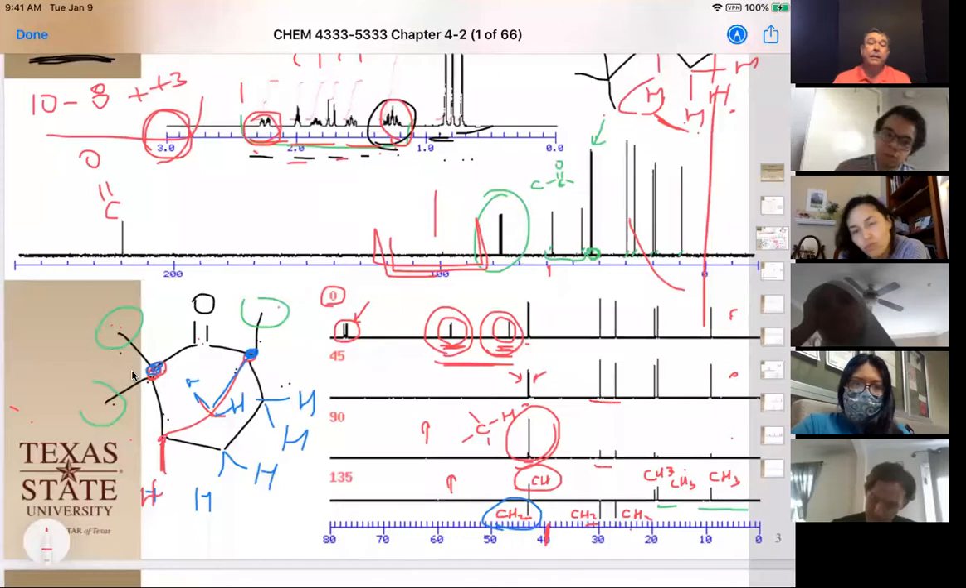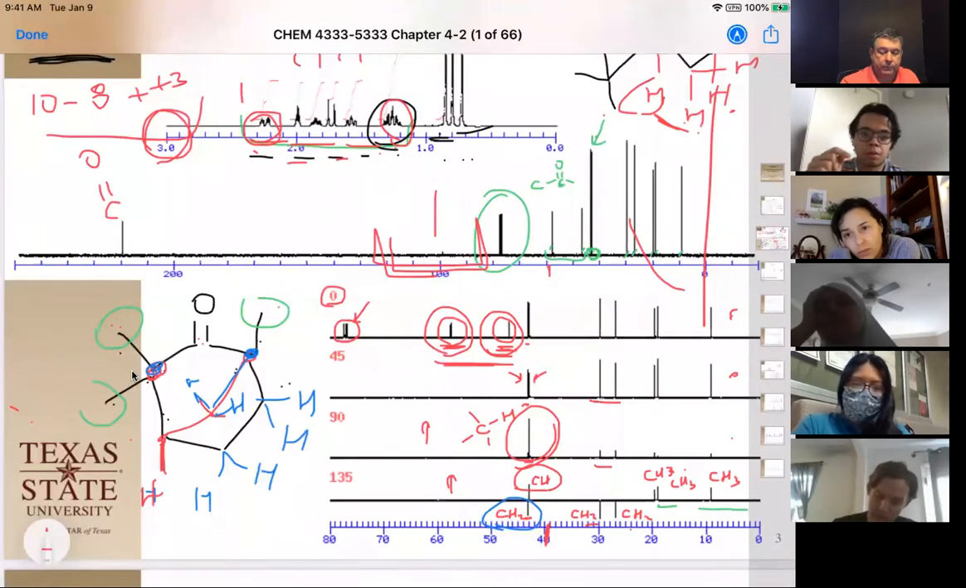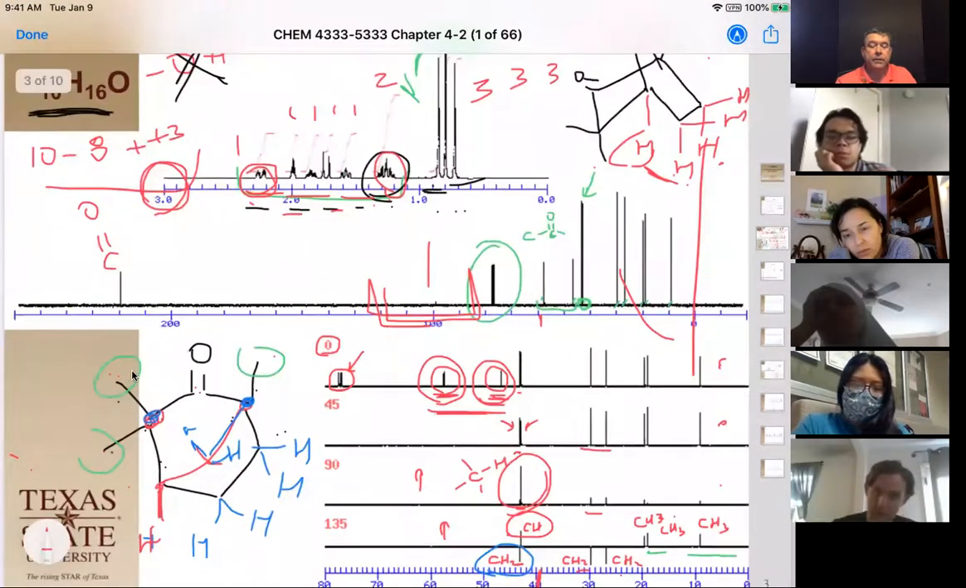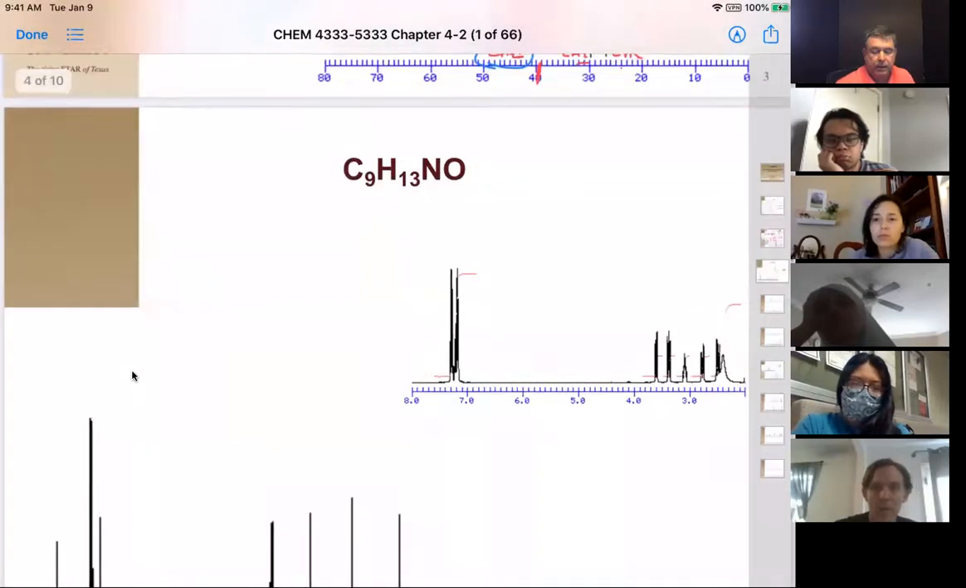Is there anything that we see that does not fit this? Without additional information, like maybe a 2D NMR experiment, this is about as good as we can get. Questions on that? All right, well, let's move on to the next one.